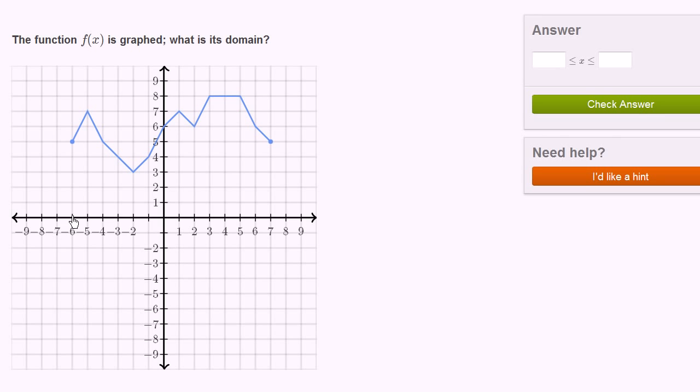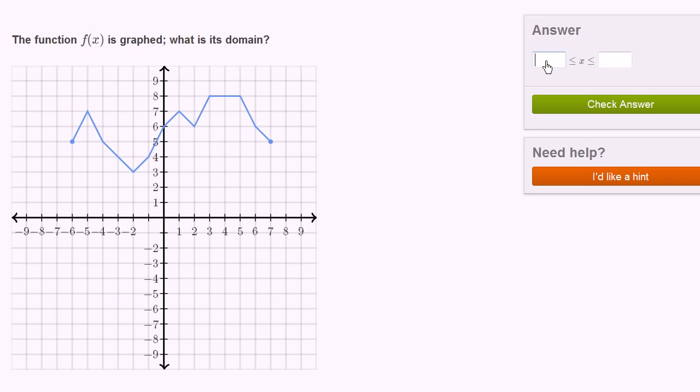At x equals -6, f of x is equal to 5. And then it keeps getting defined. F of x is defined for x all the way from x equals -6 all the way to x equals 7. When x equals 7, f of x is equal to 5. You can take any x value between -6, including -6, and +7, including +7, and you just have to move up above that number wherever you are to find out what the value of the function is at that point.